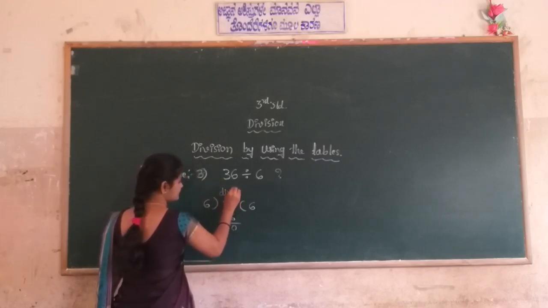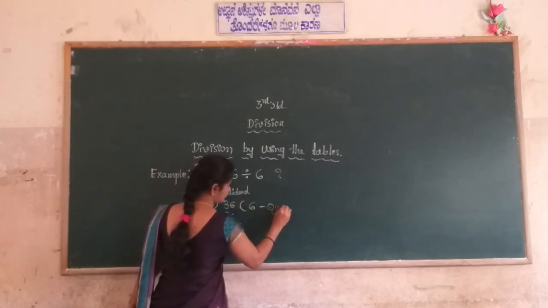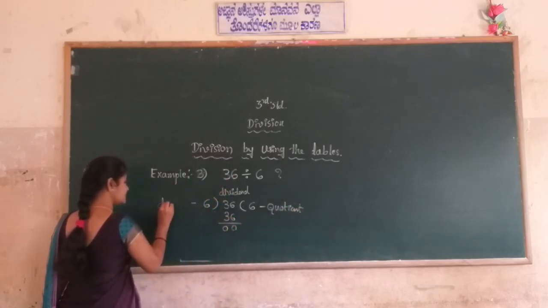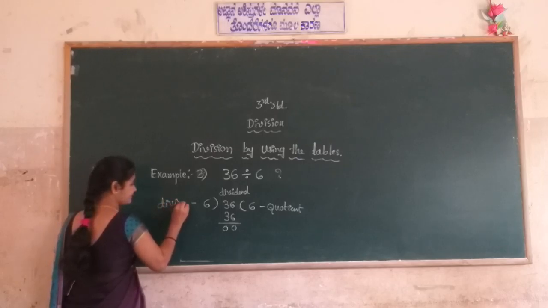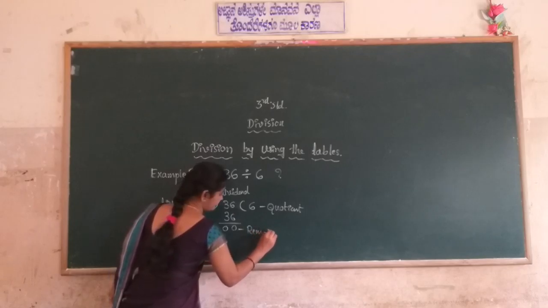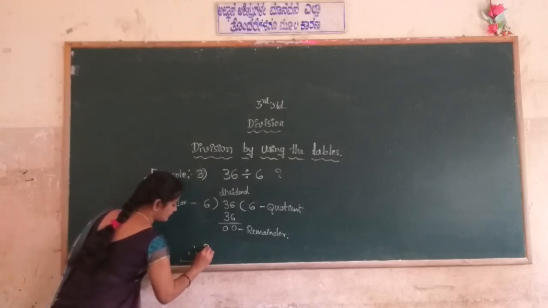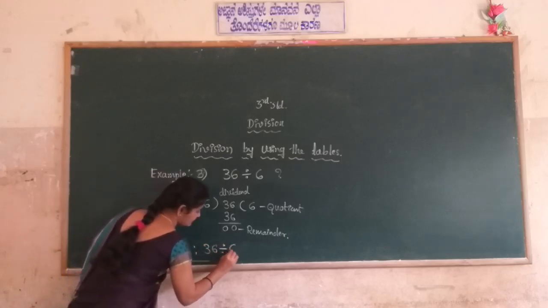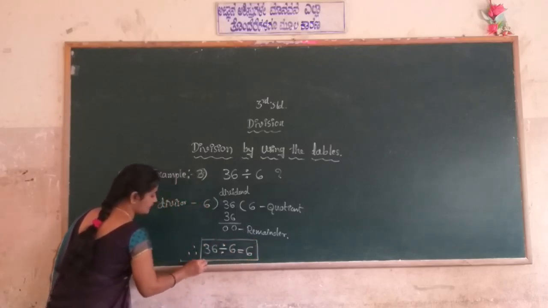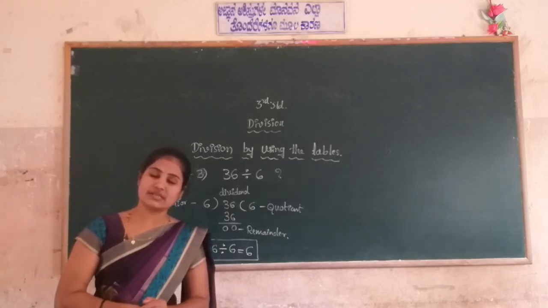Dividend 36. Quotient 6. Divisor 6. And remainder 0. Therefore, 36 divided by 6 is equal to 6. This is the division of the numbers by using the tables. Okay, do you understand, students?